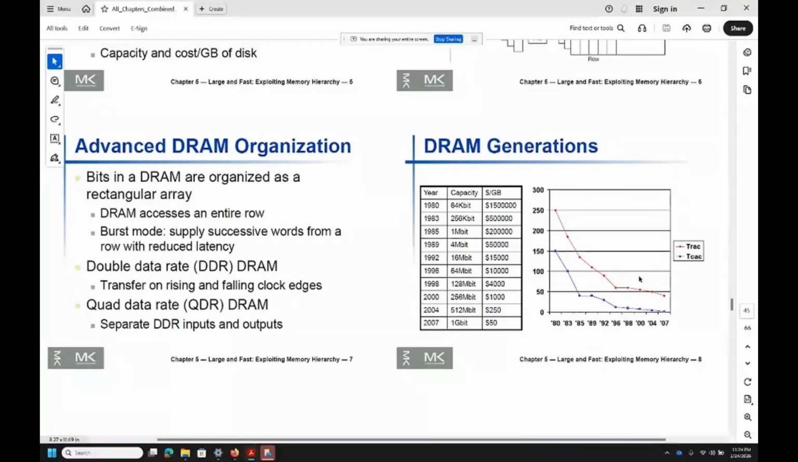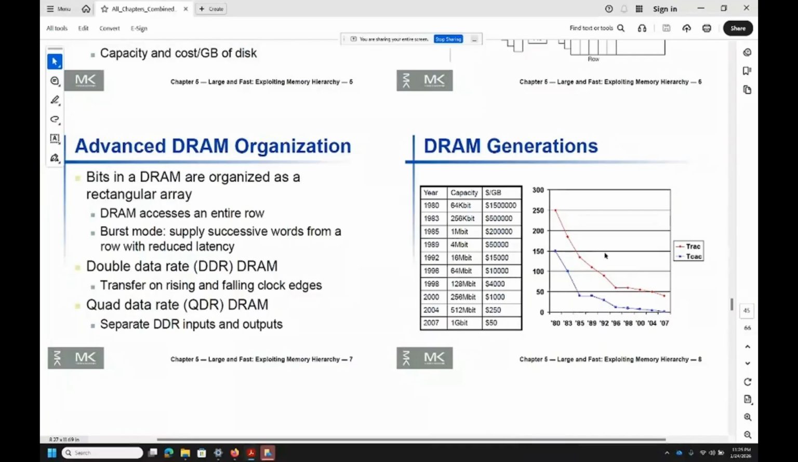This takes advantage of spatial locality. It accesses all the data at once, and this row access is also why array data structures are very fast, because the data is stored in a row and you access the entire row at once. So it saves you a lot of CPU cycles. RAM also supports something known as burst mode, where you supply successive words from a row with reduced latency. Modern day RAM is all DDR, double data rate.